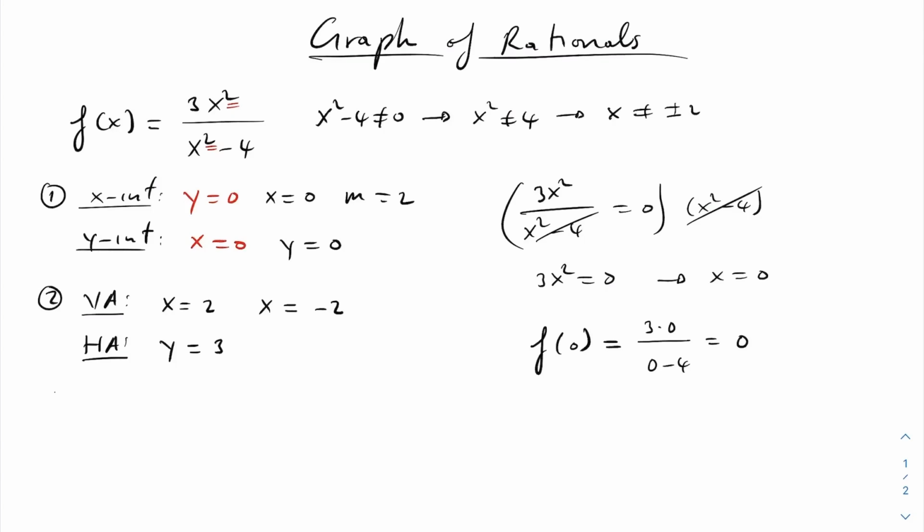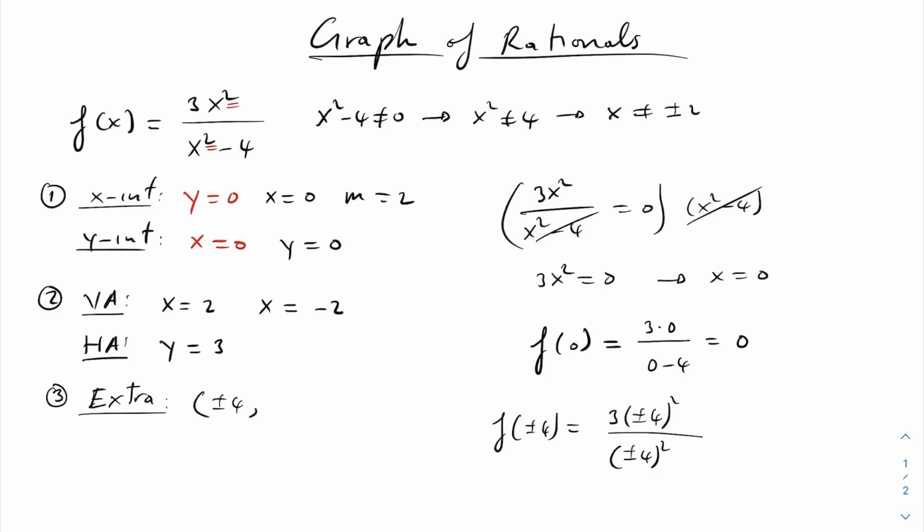My final thing that I need to do here, number 3, is going to be to find some particular points between the x-intercept and the vertical asymptotes. So I'm going to have to find here f of plus or minus 4. That's going to be 3, in parentheses, plus or minus 4 squared, divided by plus or minus 4 squared minus 4.